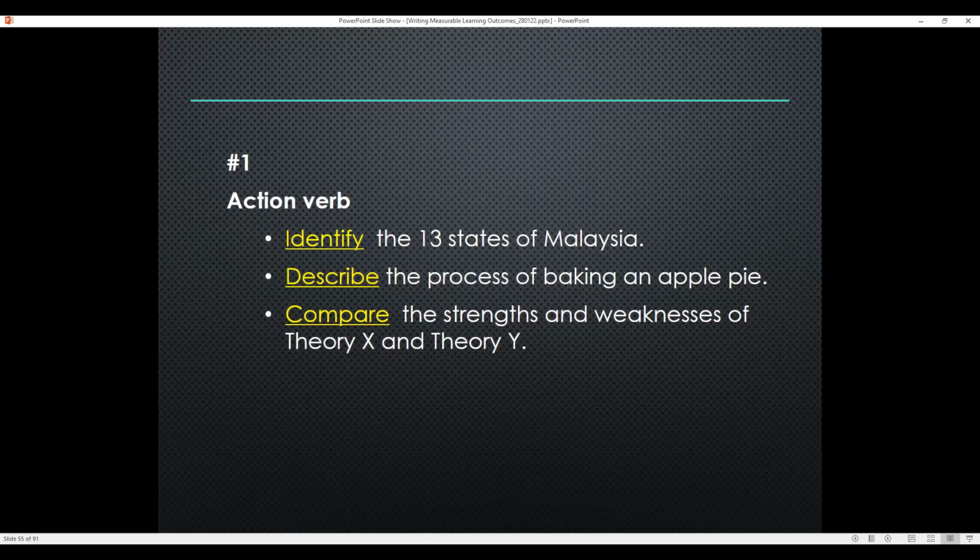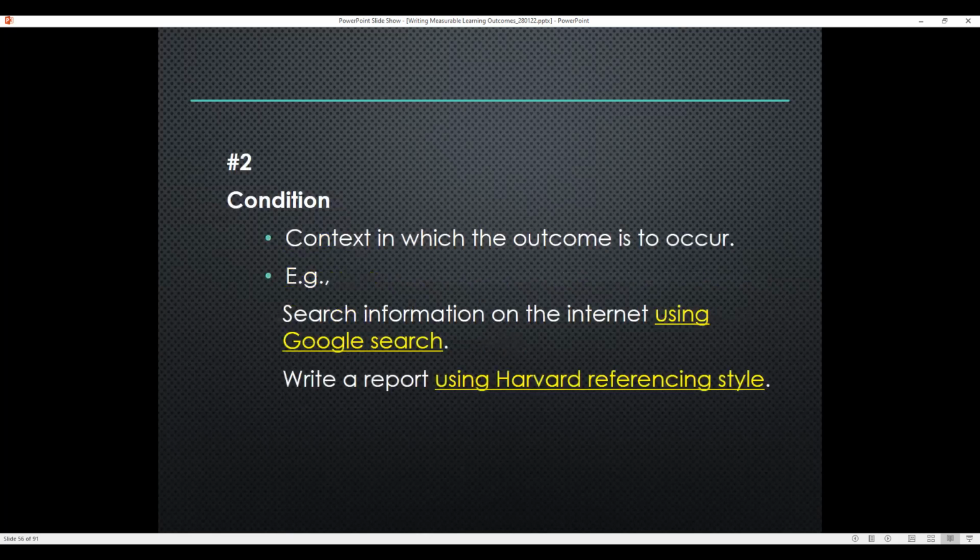It must have an action verb. Examples are like identify, describe the process, compare the strengths and the weaknesses. So you must have the action verb. Number 2, you must have the condition. How is this thing to happen? Remember I talked about whether it is a business setting or hospitality or culinary, in the kitchen or whatever. How are they supposed to do it?